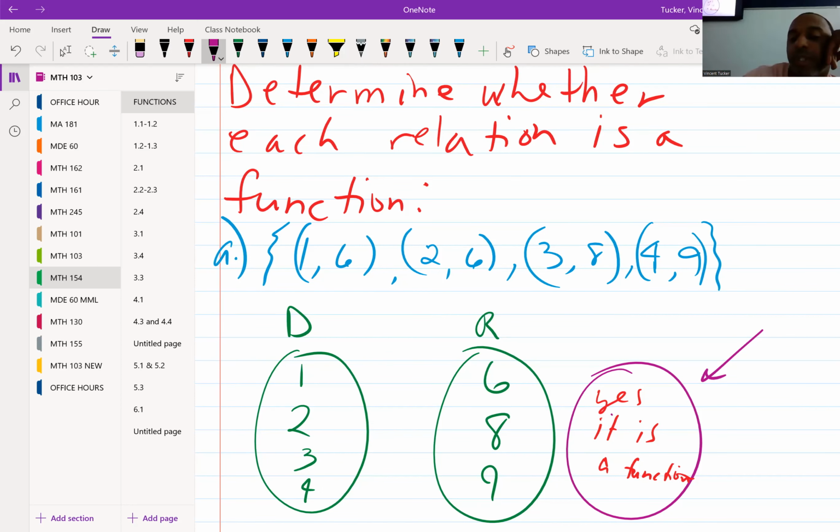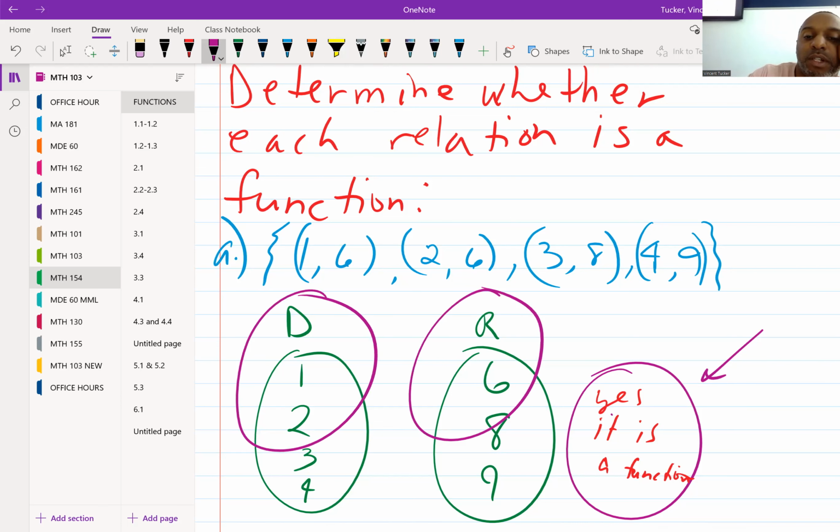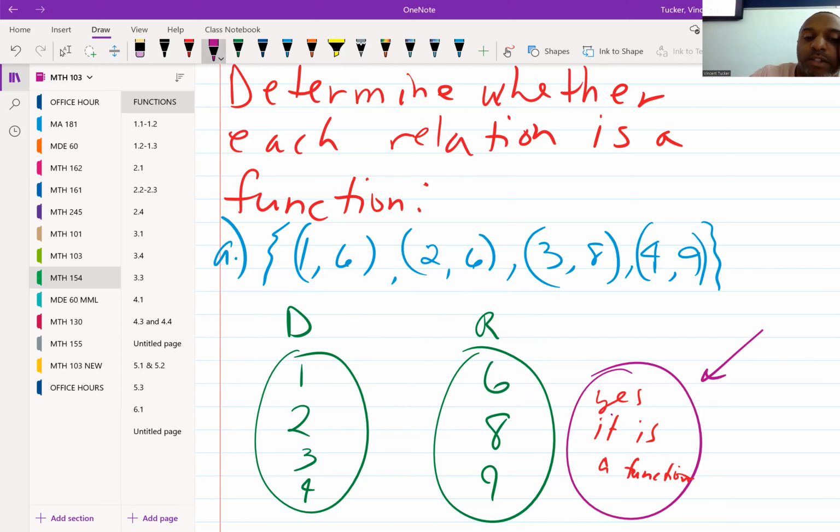And of course, I'll show you one that's not a function, but let's look at this first one. So we have (1, 6), (2, 6), (3, 8), and (4, 9). So you look at each one of the numbers in your domain. I created a mapping here. This is my domain. This is my range. 1, 2, 3, 4 are the values that are in my domain. 6, 8, 9 are the values that are in my range. You don't have to write 6 twice.